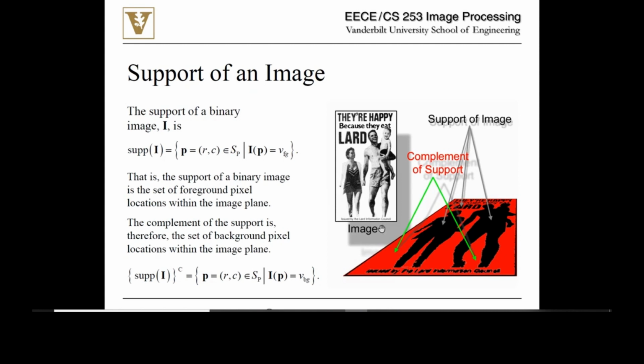So we have this image. Let's say that we binarize this image so that where we have the shapes, we have value 255, and in the background we have a 0 value. Then this would be the support of the image. And the complement, that is the outside of this region, is the complement of the support.